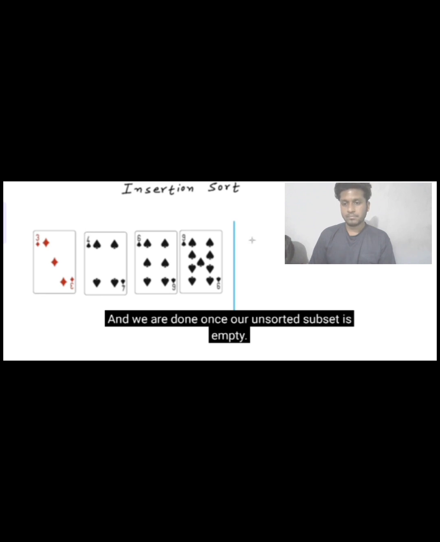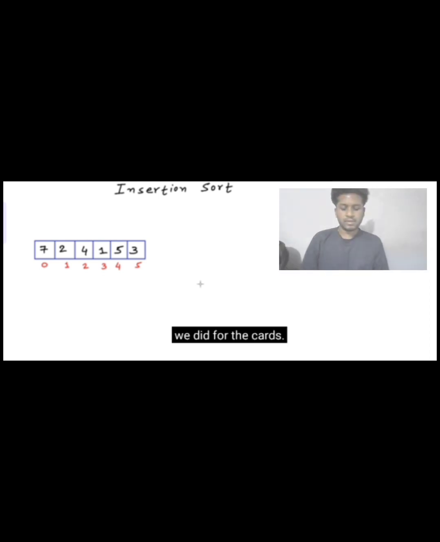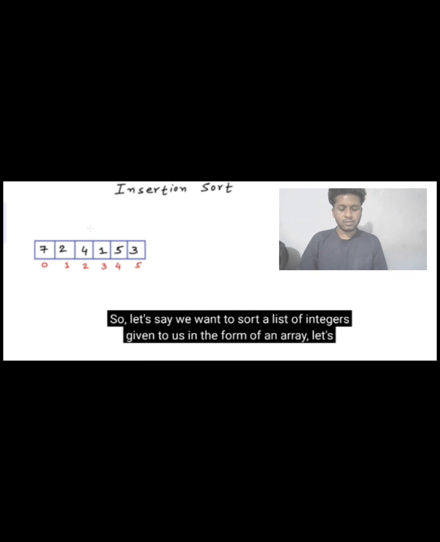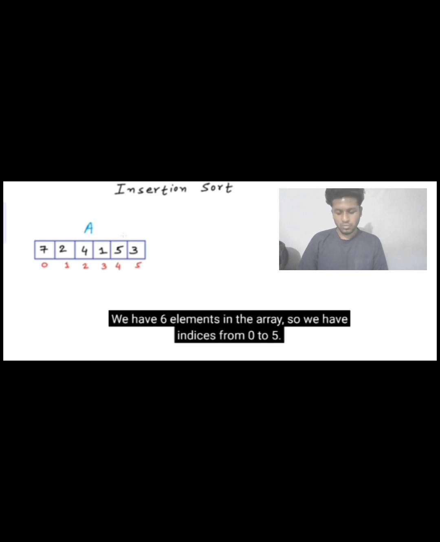subset is empty. Now we want to write a program to sort a list. We can do something similar to what we did for these cards. So let's say we want to sort a list of integers given to us in the form of an array. Let's call this array A. We have 6 elements in the array, so we have indices from 0 to 5.